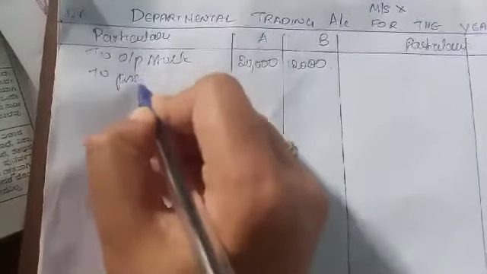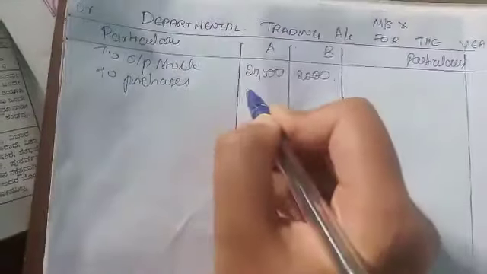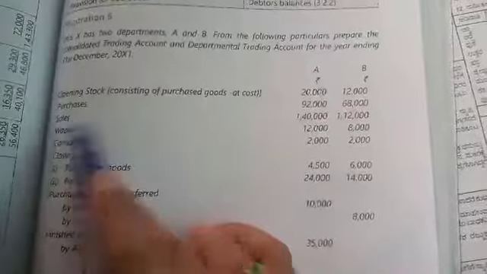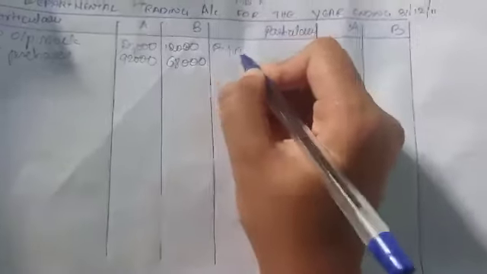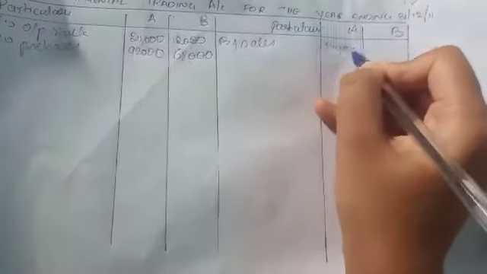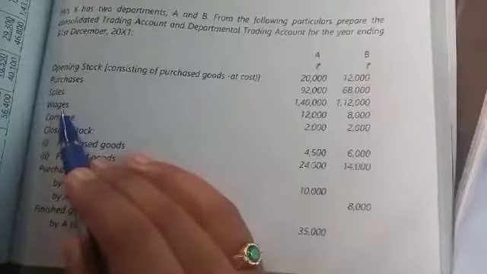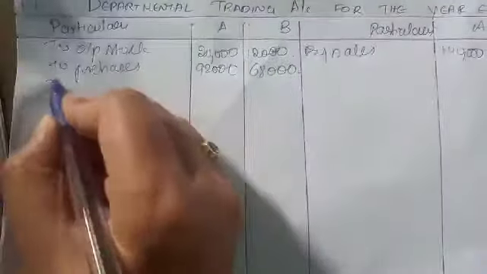To purchases, 92,000, 68,000. The next is sales, 140 and 112. So write down here by sales 140 and 112. Done. The next one is wages. Wages is 12 and 8. Wages 12,000 and 8,000.